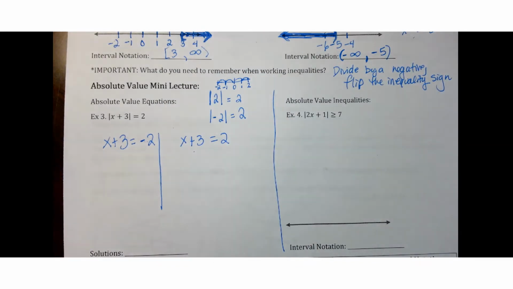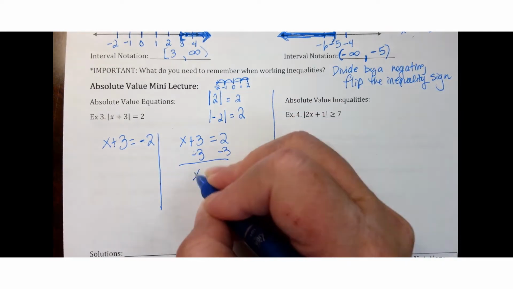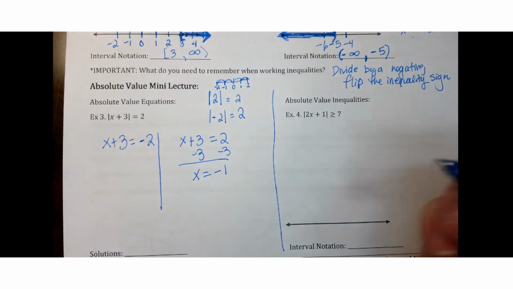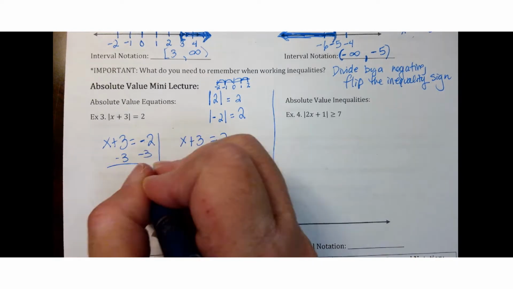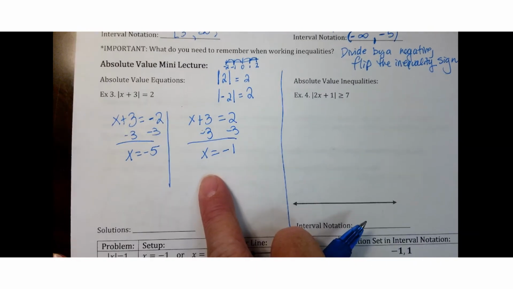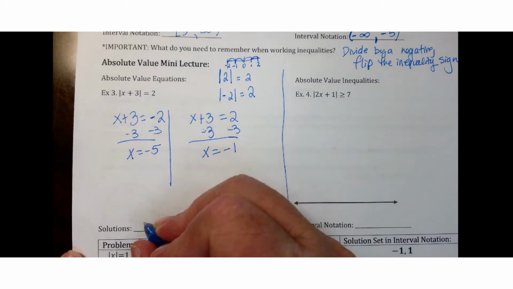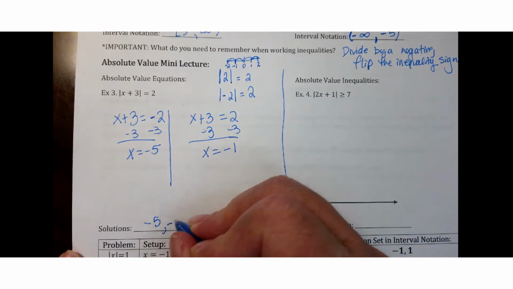All right, now we're going to solve both of these. So -3 on both sides. Here I get -1. -3 on both sides. Here I get -5. Now the answer to this is not an interval. You just have two answers. It's just two solutions, -5 and -1.